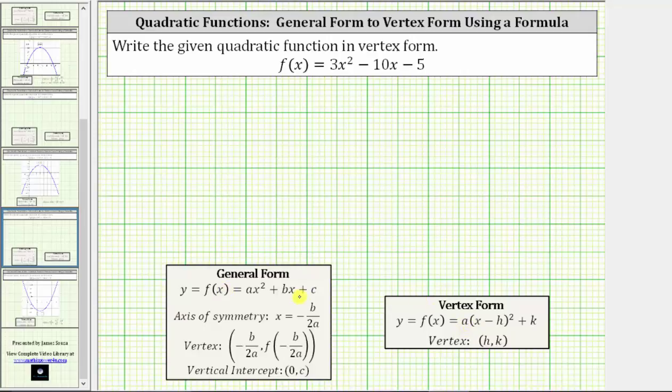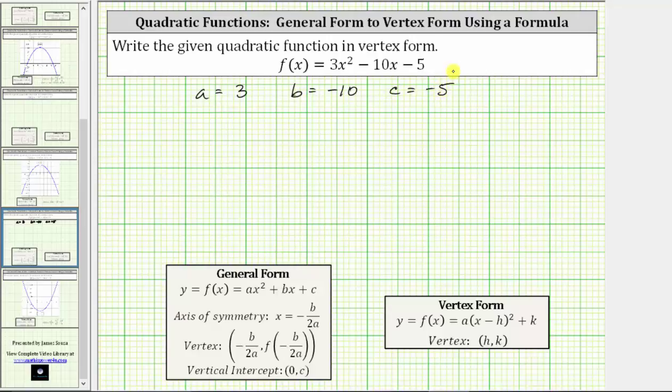Let's begin by determining the values of a, b, and c. A is the coefficient of x squared, which is 3. B is the coefficient of x, because we have minus 10x, b is negative 10. C is the constant term, because we have minus 5, c is negative 5.